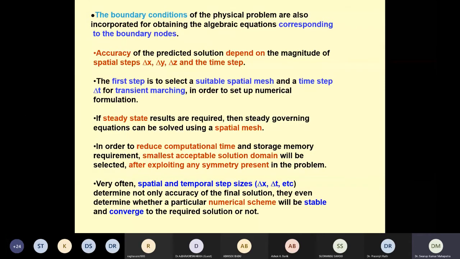And at the end of it, the computational time should be as small as possible. With the smallest computational expenditure, we should get that solution. So we should have spatial as well as temporal step sizes that give a robust numerical scheme. Already Professor Bishwas has told some of these things.